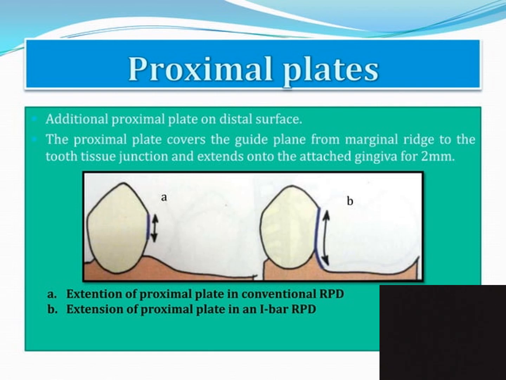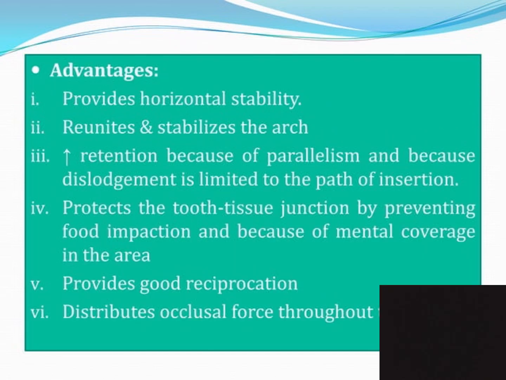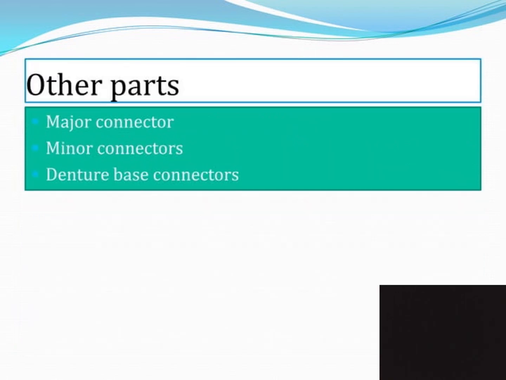Next, coming to the other part, the proximal plate. An additional proximal plate on the distal surface is provided. The proximal plate covers the guide plane from the marginal ridge to the tooth-gingival junction and extends onto the attached gingiva for about 2 mm. The advantages of placing these proximal plates are that they provide horizontal stability, unite and stabilize the arch, increase retention because of parallelism, and protect the tooth-tissue junction by preventing food impaction because of the metal coverage in that area. They also provide good reciprocation and distribute the occlusal forces toward the denture base.